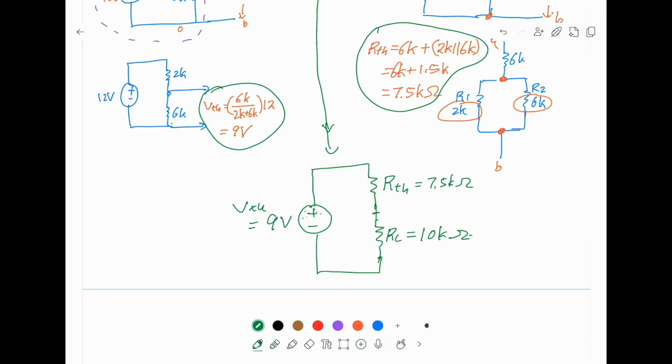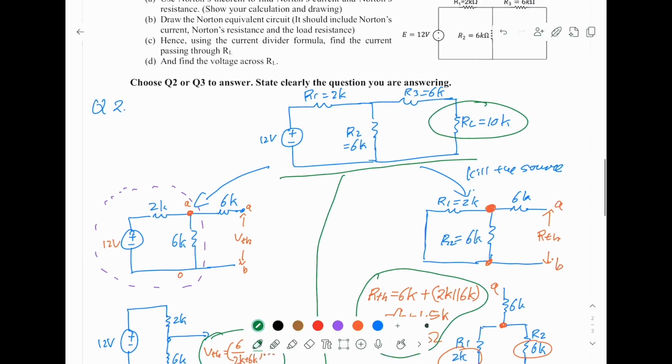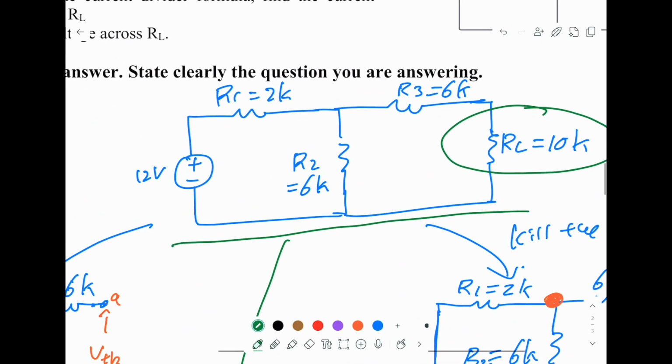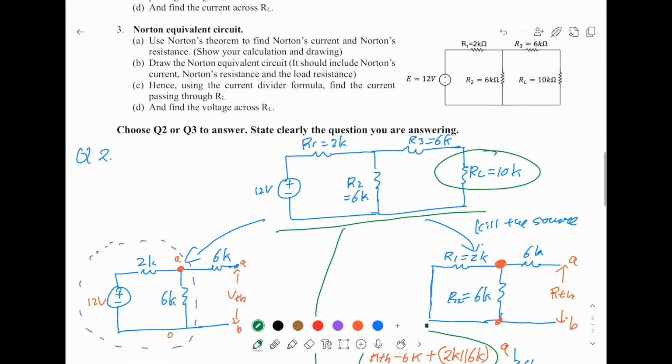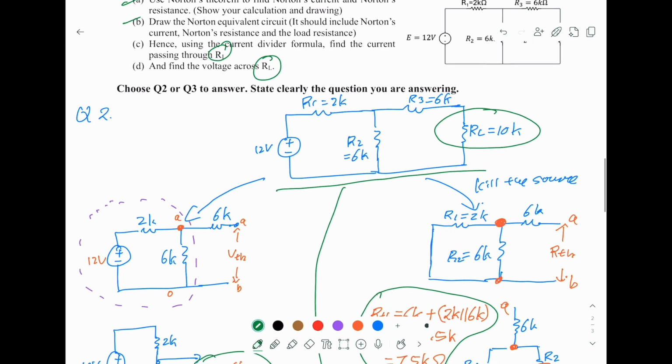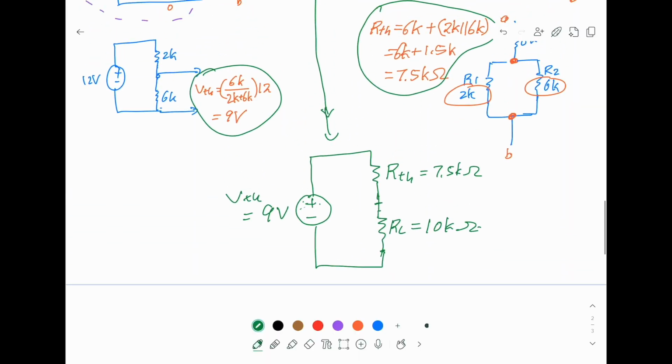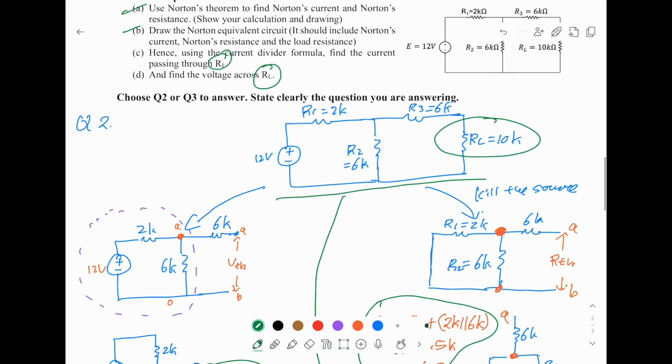So this circuit here is equivalent to your original circuit. So the next case, we done this one. Hence, use the current divider formula, find the current through and the voltage. Okay, so once you draw this one, it's easy. You can do it either way.